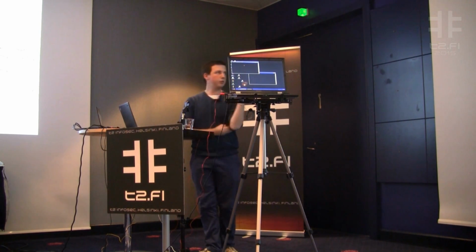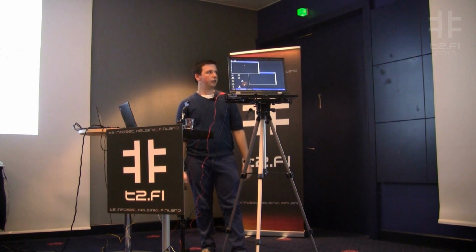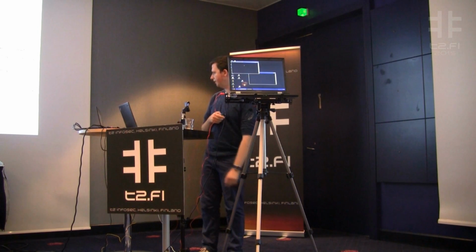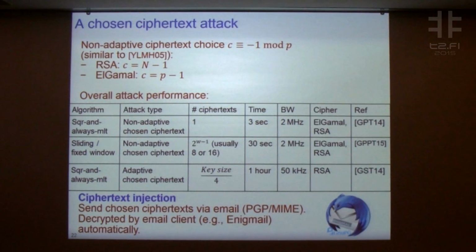So at this point, one might wonder how I make the target computer decrypt ciphertext that I specifically crafted and that has these weird mathematical properties. One scenario for this is the Enigmail plugin. Enigmail is a plugin for the open source mail client called Thunderbird, and its purpose is to allow you to send and receive encrypted mails with a nice user interface.